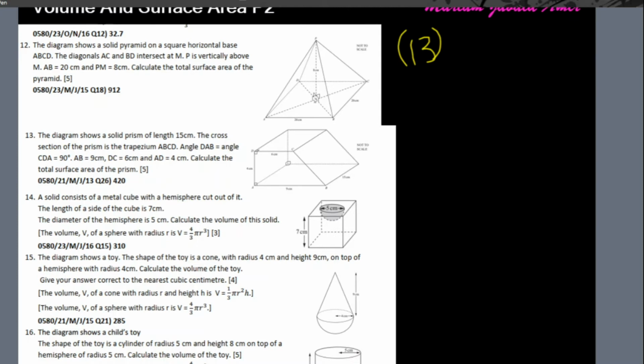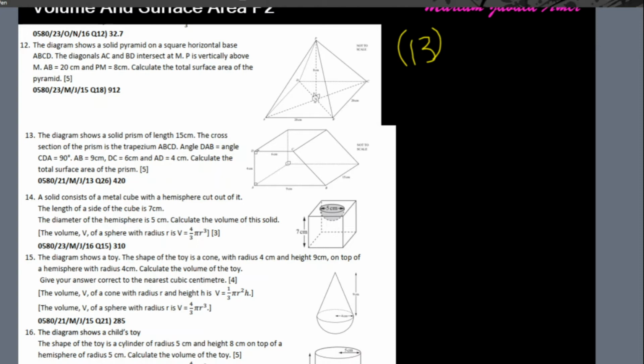Question number 13. The diagram shows a solid prism of length 15. Length is this length, which is also labeled 15. The cross section of the prism is a trapezium ABCD. The angles DAB and CAD are 90 degrees. Then we have lengths 9, 4 and 6 shown in the diagram. Calculate the total surface area of the prism.